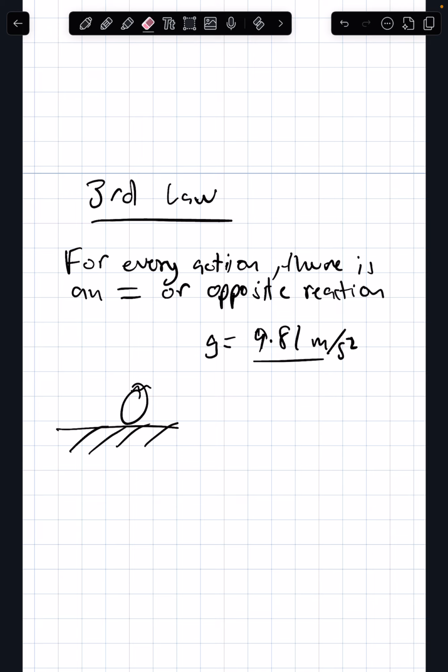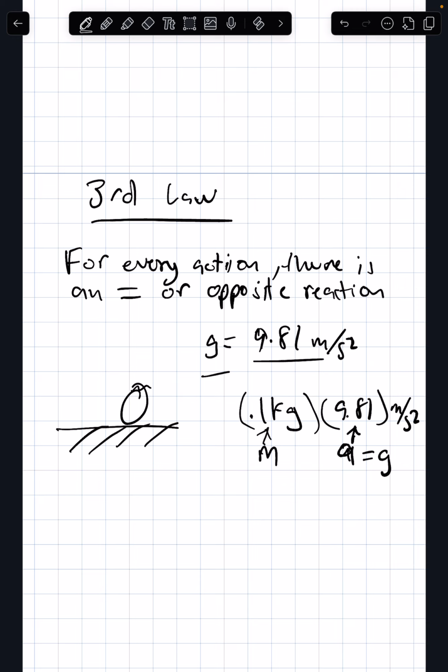So let's say the apple is 0.1 kg. The 0.1 kg apple is our mass, and our acceleration in this case is equal to g, which is 9.81 meters per second squared. So this is our mass, the 0.1 kg for the apple, and the acceleration due to gravity, which is usually simplified as g, is 9.81 meters per second squared.